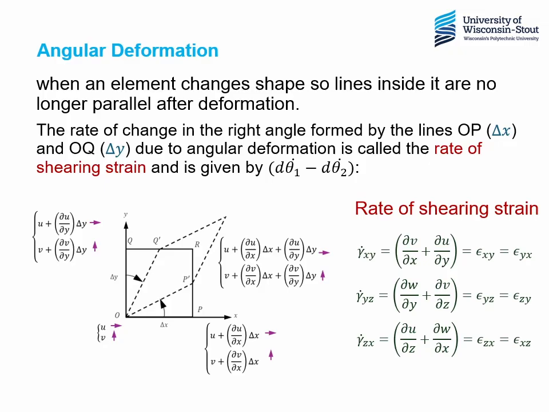The rate at which the right angle changes is called the rate of shearing strain. Mathematically, this depends on combinations of velocity gradients. Physically, angular deformation describes how a fluid element is being sheared by the surrounding flow, which is closely related to viscous effects and internal friction in real flows.